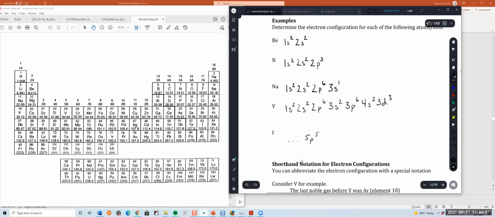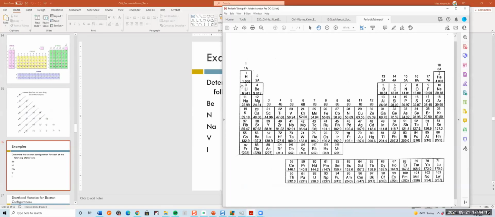So some important things that you start noticing is anything here in the first column ends in 1. These things all end in S1. These things all end in S2. These all end in P1. These all end in P2, P3, etc.